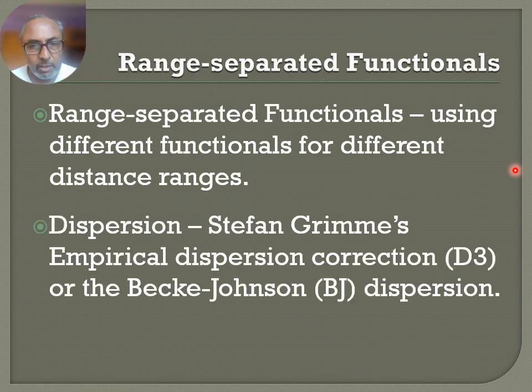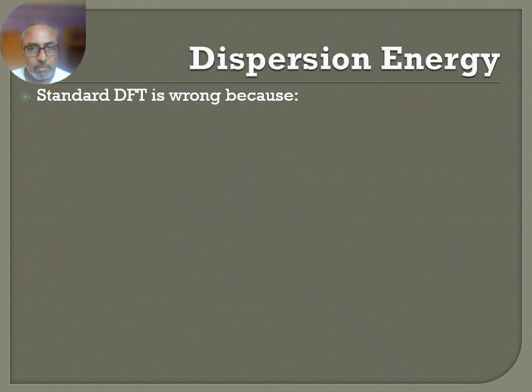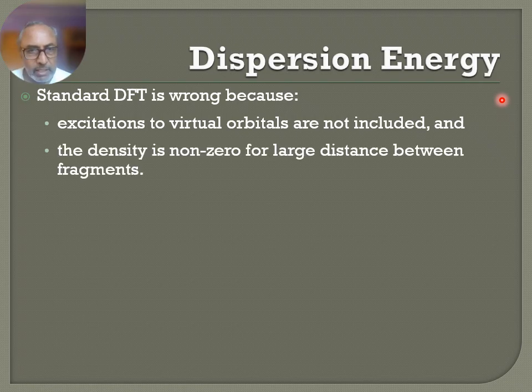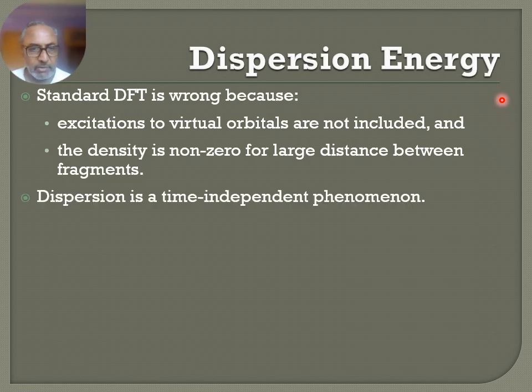For example, to deal with dispersion, we have Stefan Grimme's empirical dispersion correction, or D3 correction, or the Becke-Johnson dispersion. So what is dispersion energy? Well, standard density functional theory is wrong for two reasons. One is that excitations to virtual orbitals are not included. And secondly, when you are dealing with intermolecular interactions, the density is actually non-zero for large distance between the fragments.